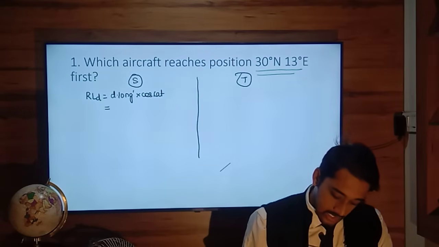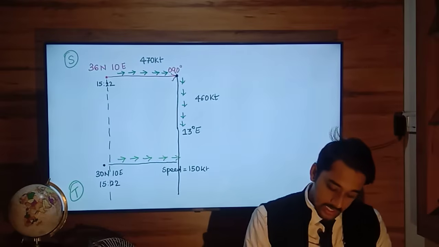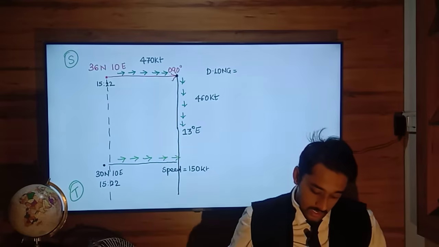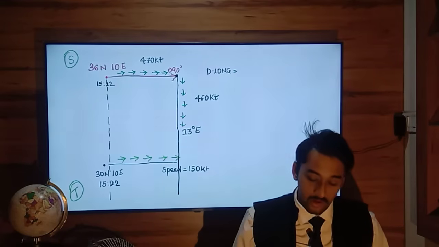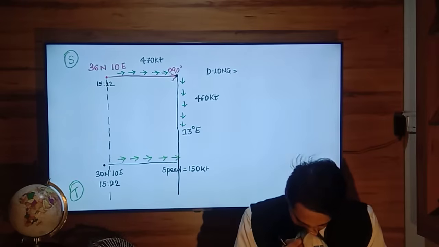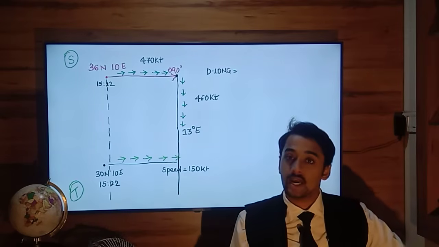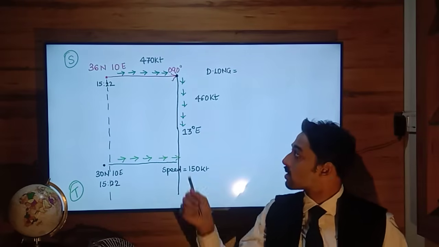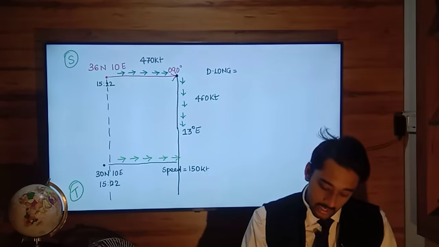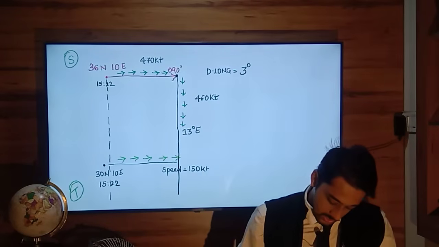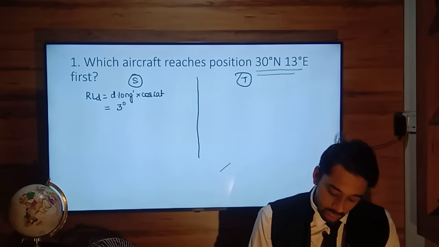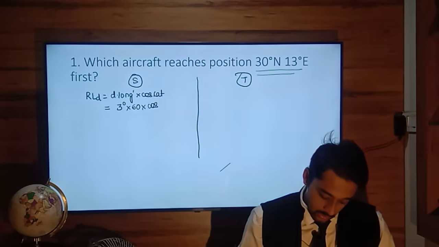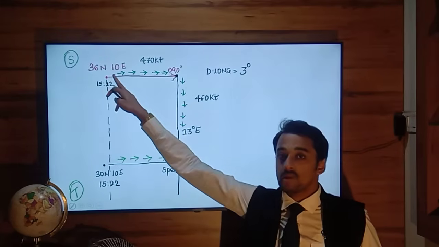So d long is how much? In this case, d long is 13 degrees east and 10 degrees east. If locations are in the same hemisphere, that means we subtract them to find d long. So 13 east, 10 east, subtraction gives you a d long of 3 degrees. Convert that into corresponding minutes, so multiply by 60, times cos of latitude. For Sierra, the latitude is 36 north.